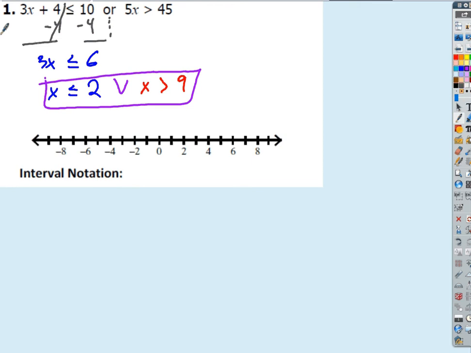Okay, so how would I graph that? Closed circle at 2, okay. Oops. And shade to the left. Good. And notice those are completely separate intervals.